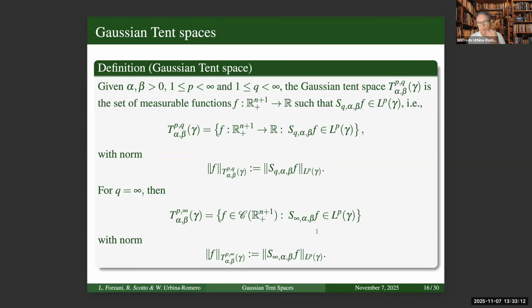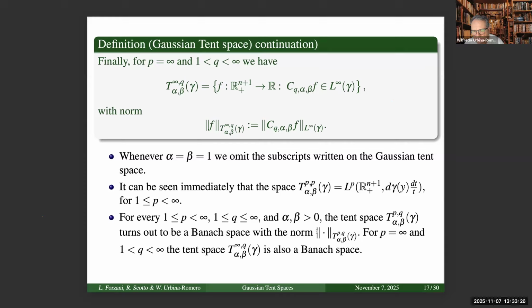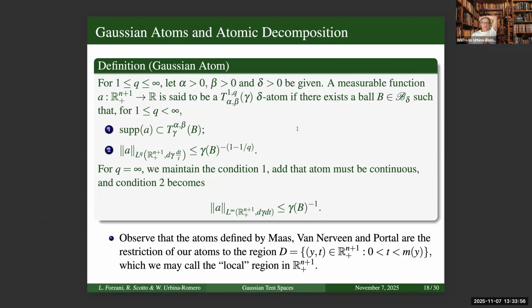Okay. So it's not that difficult to prove that these spaces are Banach spaces. They are complete, including the case P equal to infinity that has this special definition. And the important thing here, and this is also a discussion that we have had since the 90s, is that we have been looking for atoms, Gaussian atoms, since the 90s. And so we have this definition.